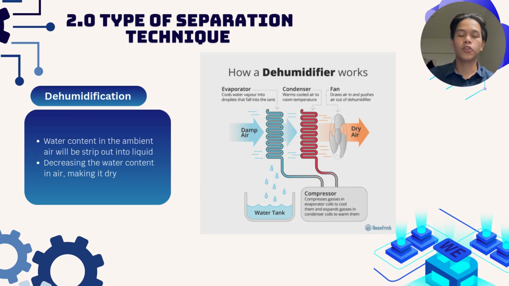Next one is dehumidification. It is exactly the opposite of humidification. So when you dehumidify something, you are stripping the water vapor from the air into liquid. You are condensing it. So you are decreasing the water content in the air, making the air dry, and in some cases in the industry, it increases the temperature of the air slightly.